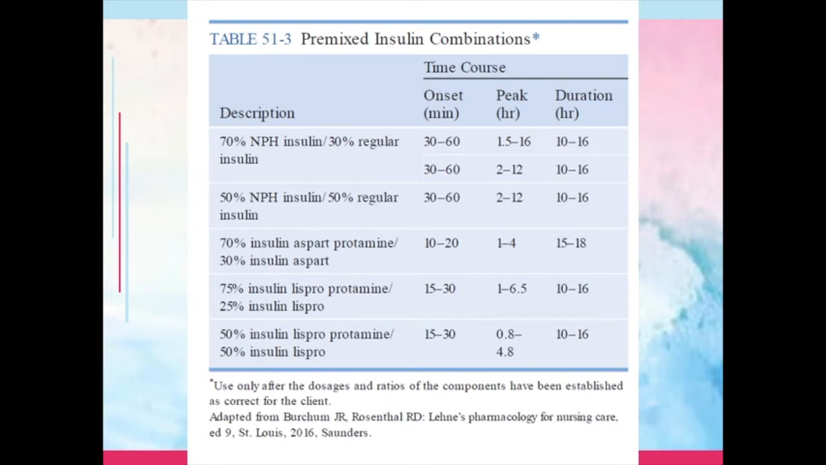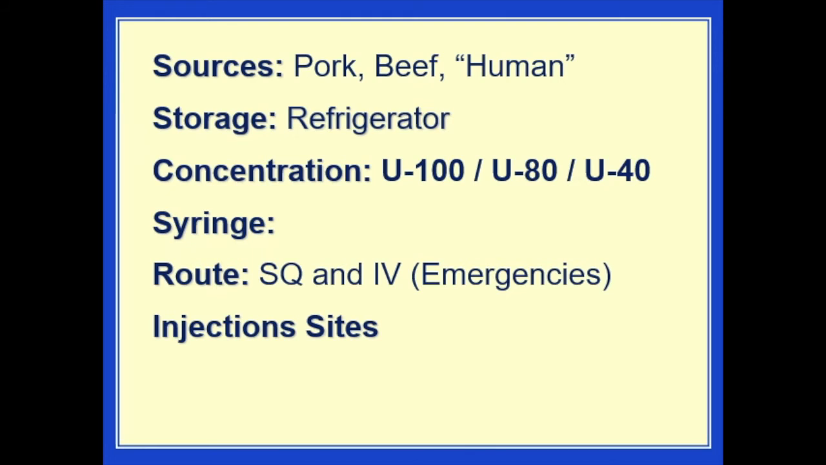As you can see, there are different types of combination, 70-30, 50-50, and different kinds of insulin substances. You can notice that the peak action is on average more than 3 hours to 4 hours. The onset of action also varies because there are different kinds of insulin. Usually you combine short-acting with intermediate-acting and then the long-acting. There are different possible sources for insulin. One is pork, then beef, and then human insulin. Commonly right now we're using human insulin.